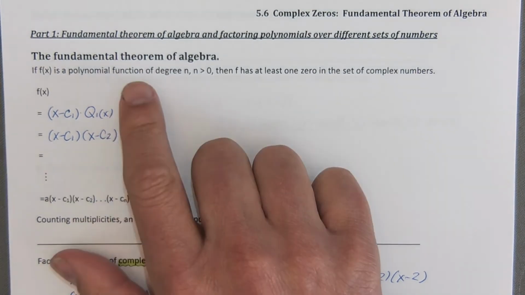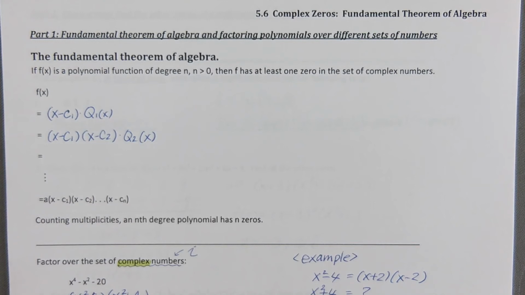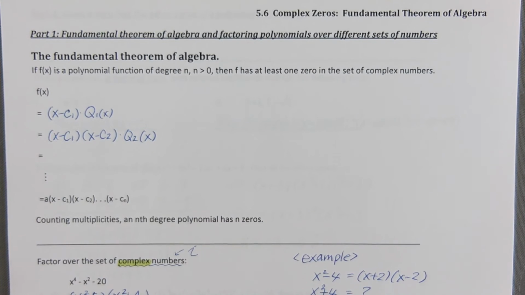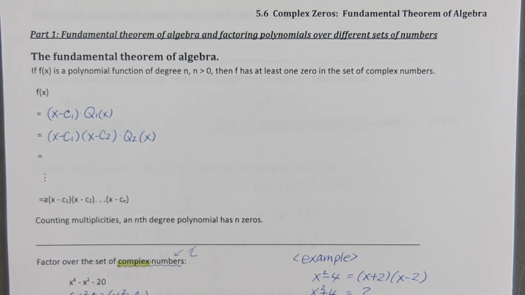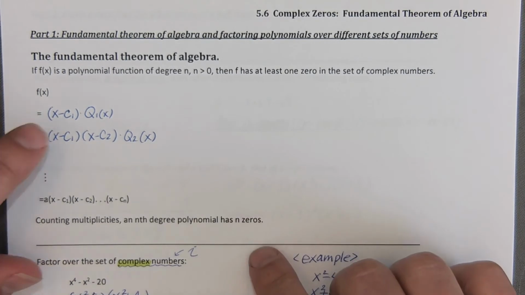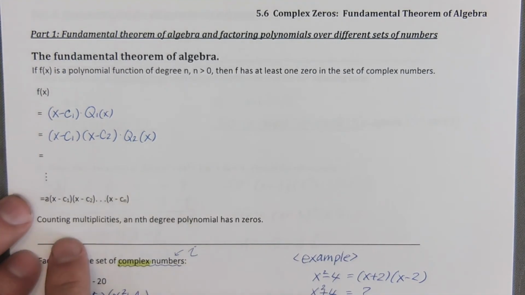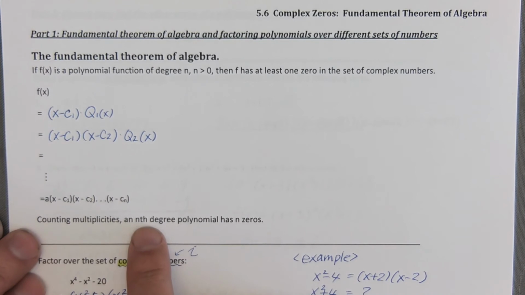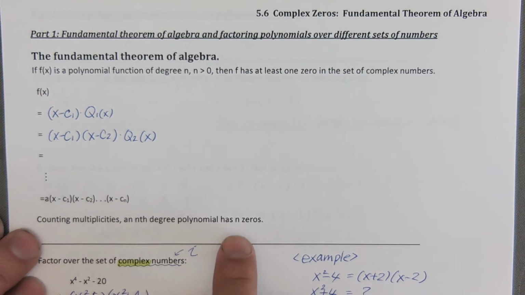So, the fundamental theorem of algebra. If f of x is a polynomial function of degree n, where n is strictly positive, then f has at least one zero in the set of complex numbers. And this sort of illustrates that a little bit. What's the most important part is basically an nth degree polynomial has n zeros.